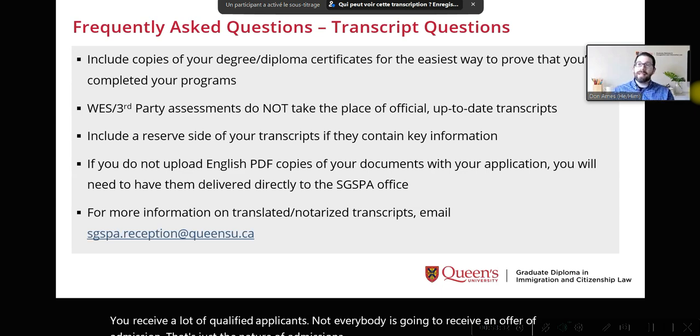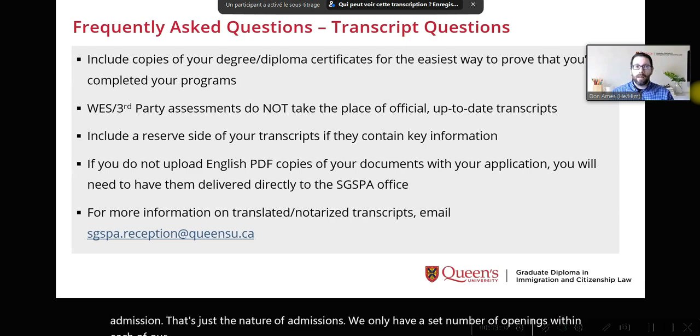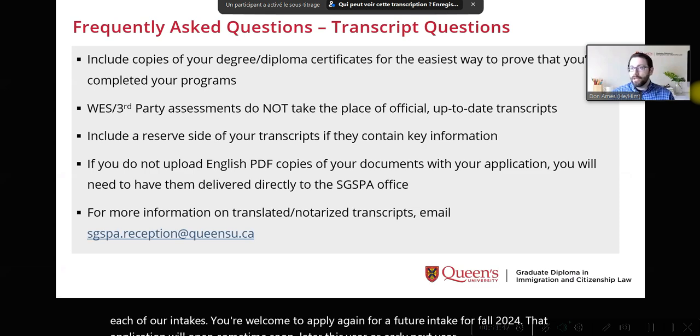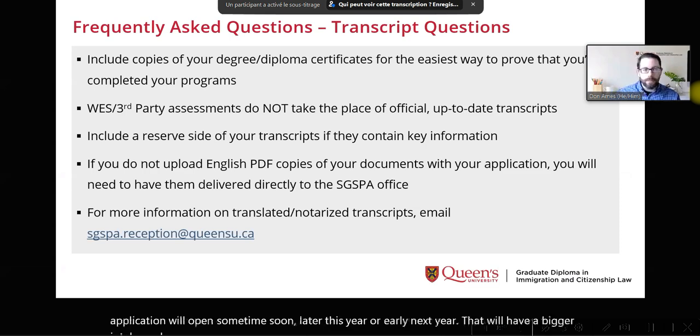We only have a set number of openings within each of our intakes. You're welcome to apply again for a future intake. For fall 2024, that application will open sometime soon, later this year or early next year. That will have a bigger intake. A bigger number of people will be entering into those studies. So think about applying in the future.